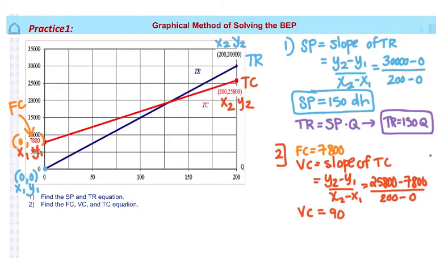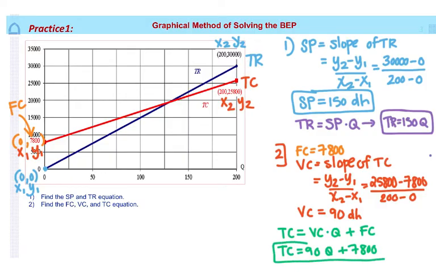Okay, now that we have both the fixed cost and the variable cost, we will use the equation that total cost equals the variable cost times quantity plus fixed cost. So we'll plug in all those numbers, 90 Q plus 7,800. Let me put a box around the other things. The variable cost is 90, and the fixed cost is 7,800.